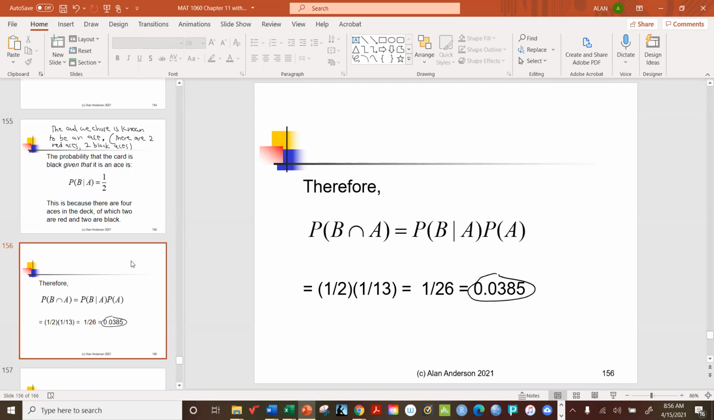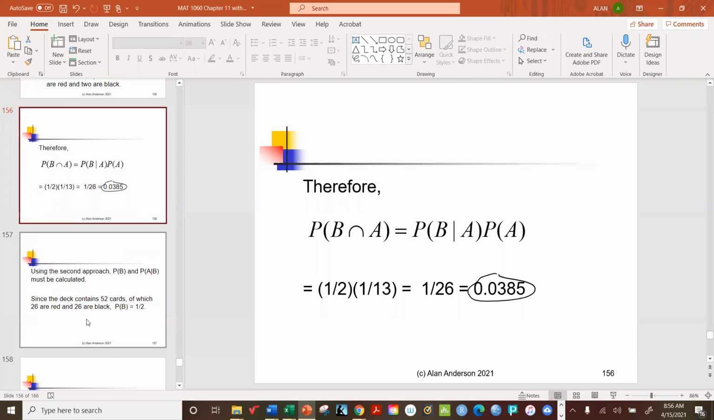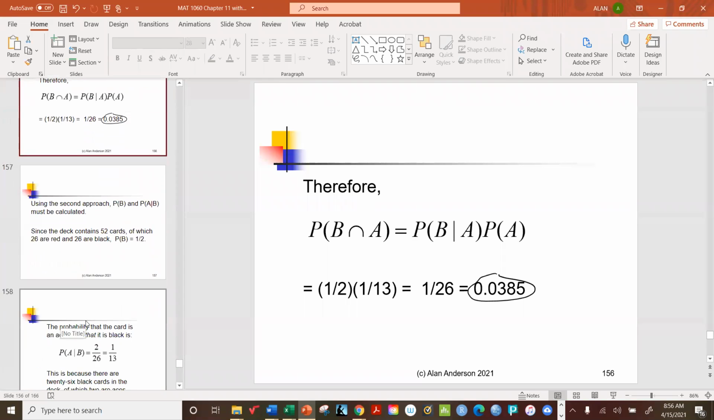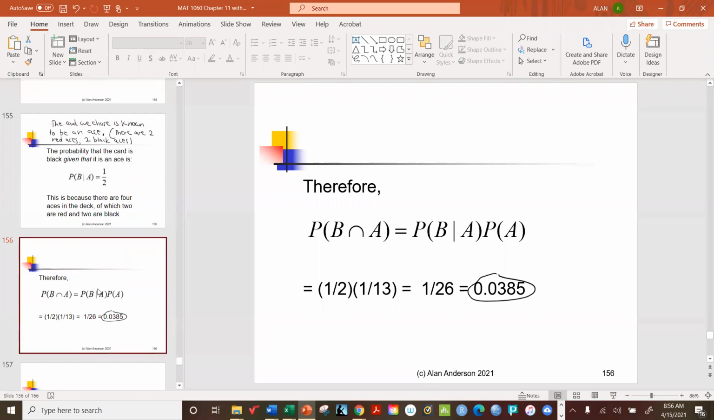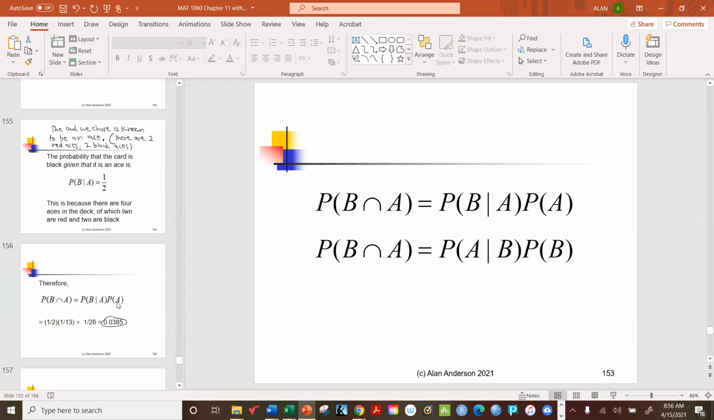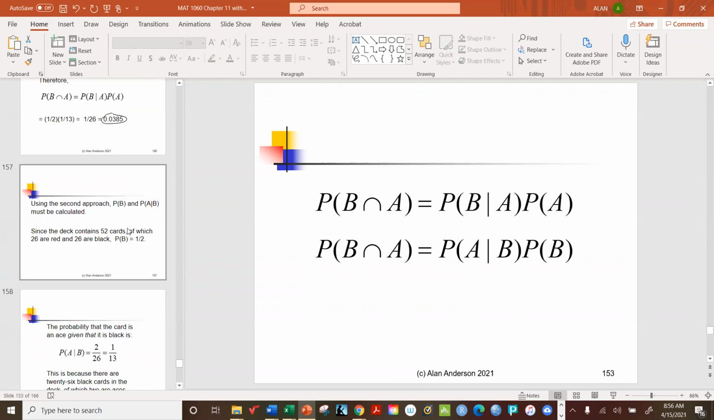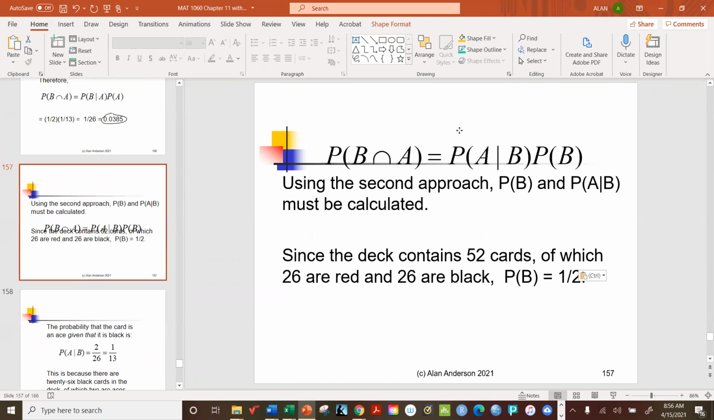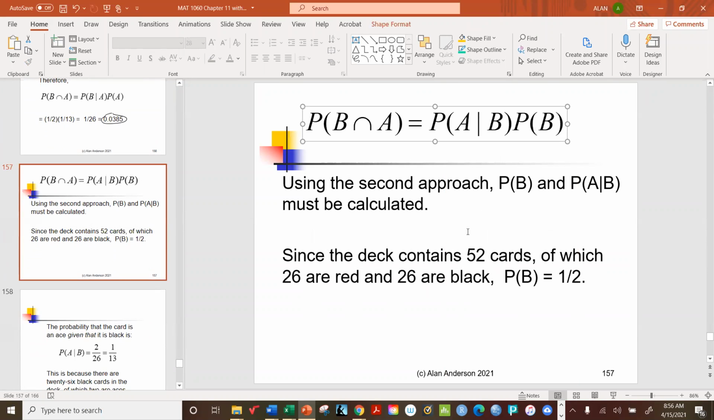All right, now, what about the other approach? Suppose now the second approach would be this one. So this time we need the probability of A given B and B. Now B, as we've already seen, is 1/2 or 26 out of 52 because there's 26 black cards in a 52 card deck.